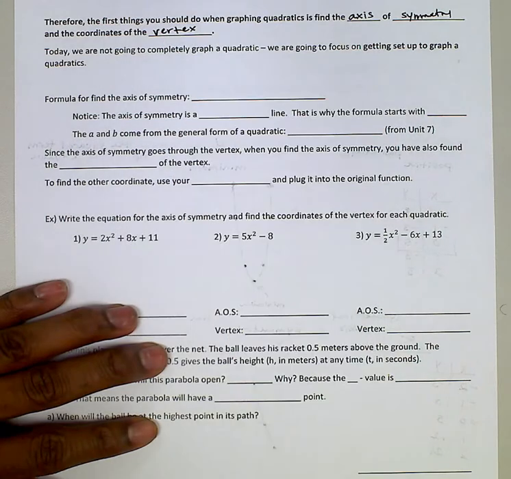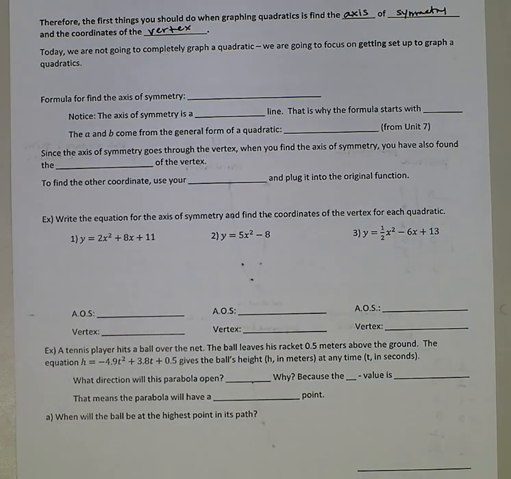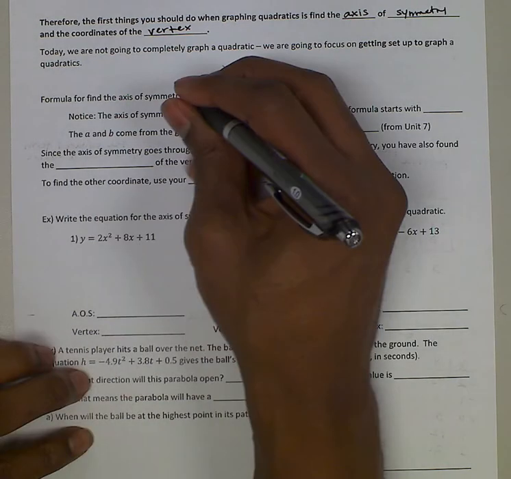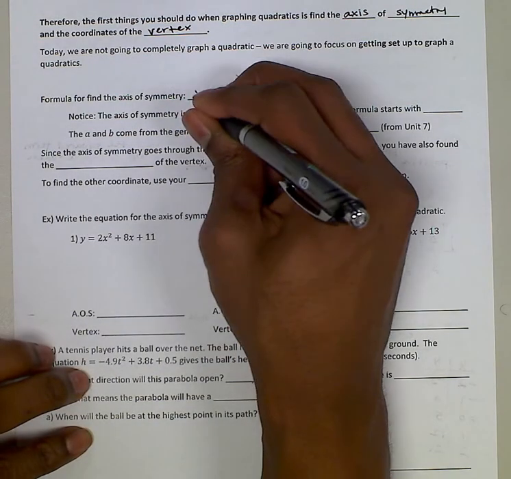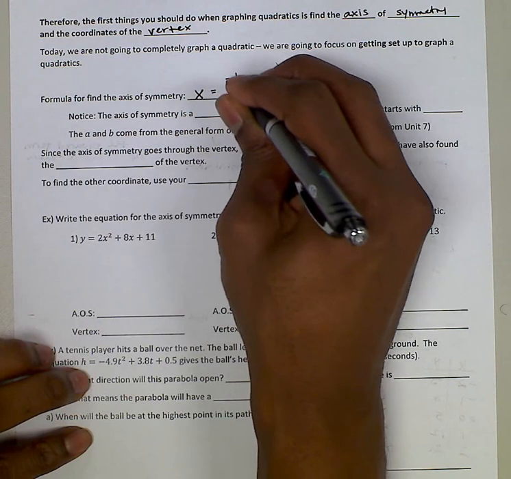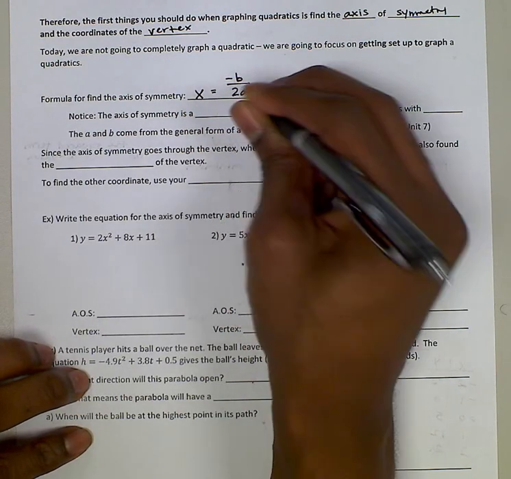We're not going to completely graph a quadratic today, but we are going to set up our process to graph a quadratic. First, to find the axis of symmetry, we're going to use this formula: x equals opposite b over 2a.